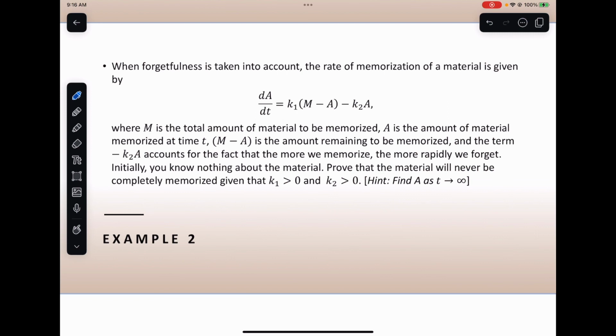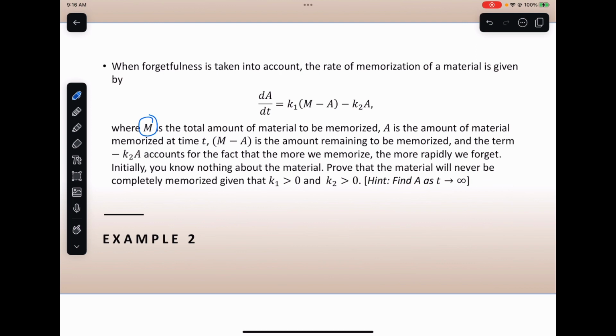So let's say in this case, we are given an equation about forgetfulness, or on how our brain works. It says here that when forgetfulness is taken into account, the rate of memorization of a material is given by this one. So dA over dt is equals to K1 times (M minus A) minus K2 times A. Here, M is the total amount of the material to be memorized.